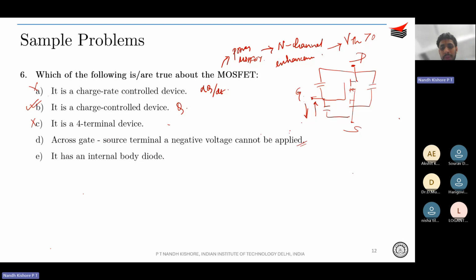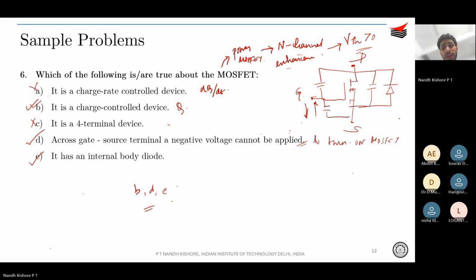Let me complete this sentence just to avoid ambiguity: a negative voltage cannot be applied to turn on MOSFET. Yes, it is true. Negative voltage will not turn on the MOSFET. You need a positive voltage to turn on the MOSFET. And it has an internal body diode as well. Right? So B, D. D was kind of an ambiguous statement, so I just corrected it because it is not given about the nature of the MOSFET, whether it is enhancement or what, or whether they want to tell about turn on or turn off.